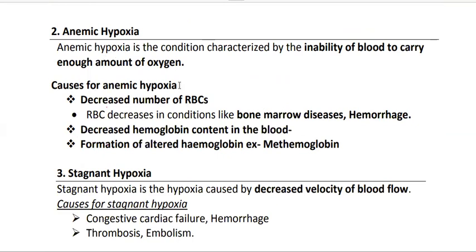Causes for anemic hypoxia: decreased number of RBCs. RBCs decrease in conditions like bone marrow diseases, hemorrhage, decreased hemoglobin content in the blood, and formation of altered hemoglobin like methemoglobin.